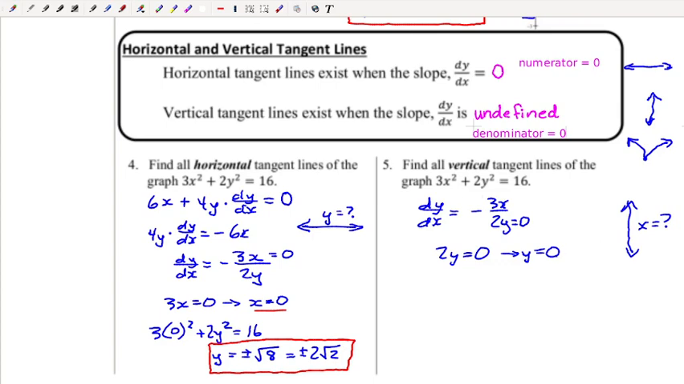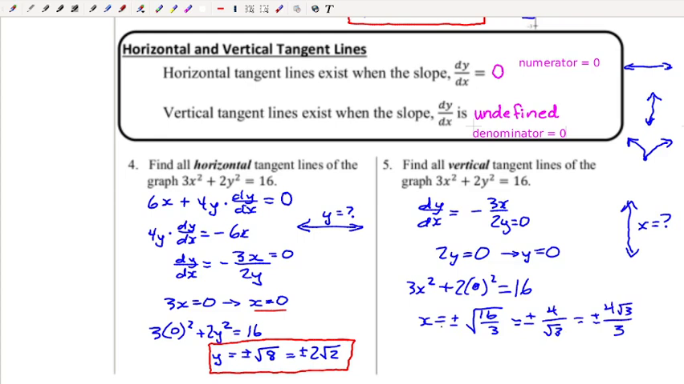Again, same way as I did before, by plugging this 0 in for y and getting 3x squared plus 2 times 0 squared, 0, is equal to 16, sorry. And solving this, I'm going to divide by 3 and square root. So I've got x equals plus or minus square root of 16 over 3. If you wanted to simplify this, this would be plus or minus 4 over root 3, or even one more step, plus or minus 4 root 3 over 3. Any of those would be acceptable as an answer, or your decimal answer would also be fine.